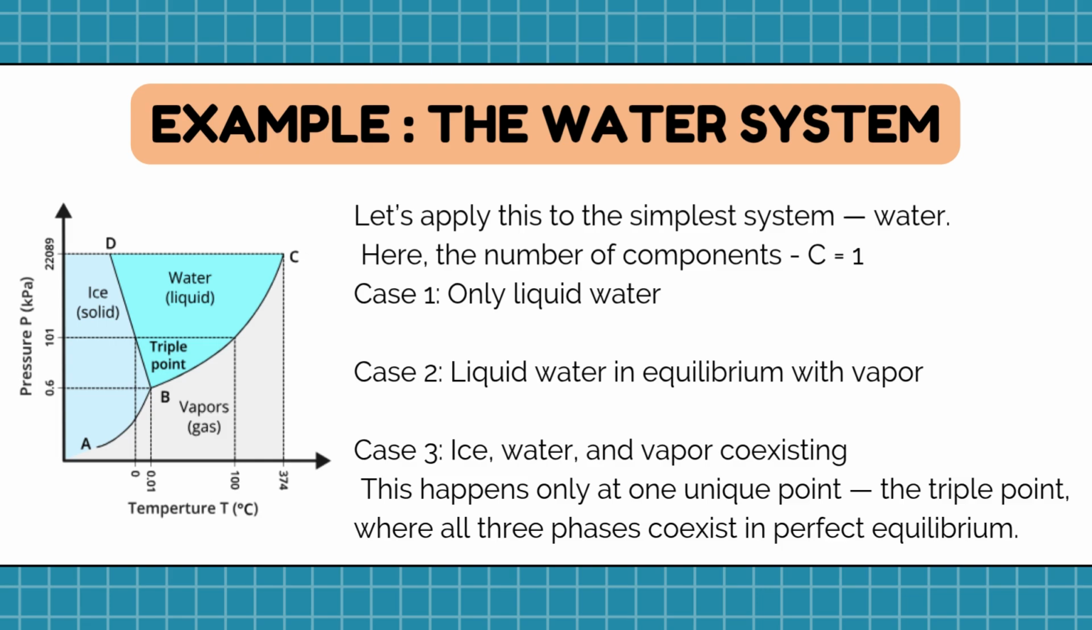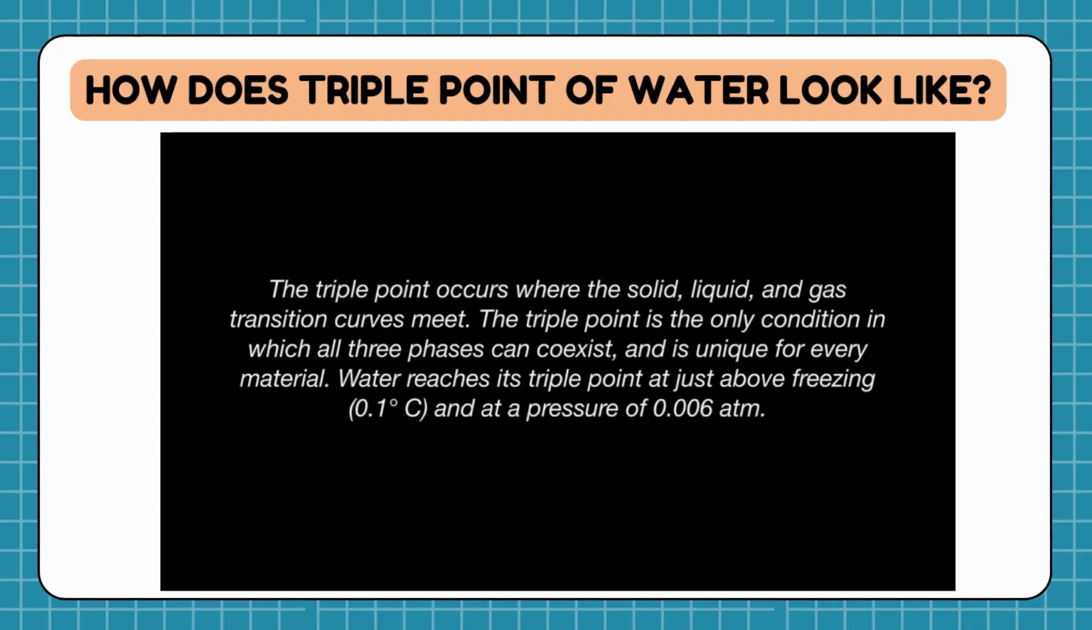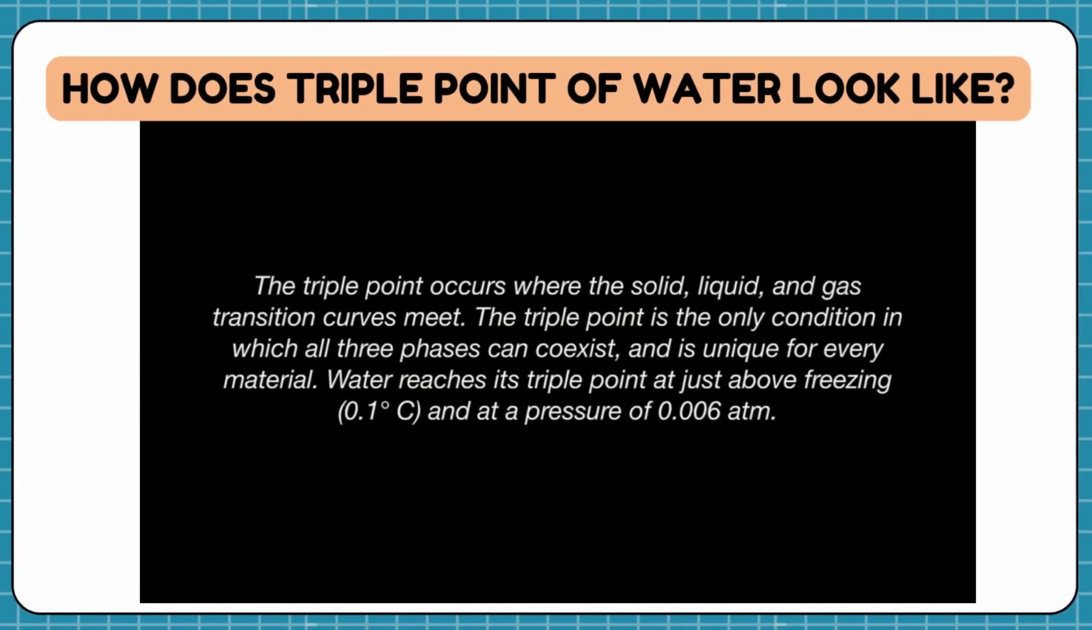Then we have case 3, which is ice, water and vapor coexisting at equilibrium. Here all the three phases are in equilibrium. And so P is equal to 3 and F is equal to 0. This means that the system is invariant and all the conditions must be fixed. This happens only at one specific condition known as the triple point, where ice, water and vapor all coexist in perfect equilibrium. Now let's see how this triple point of water looks like.